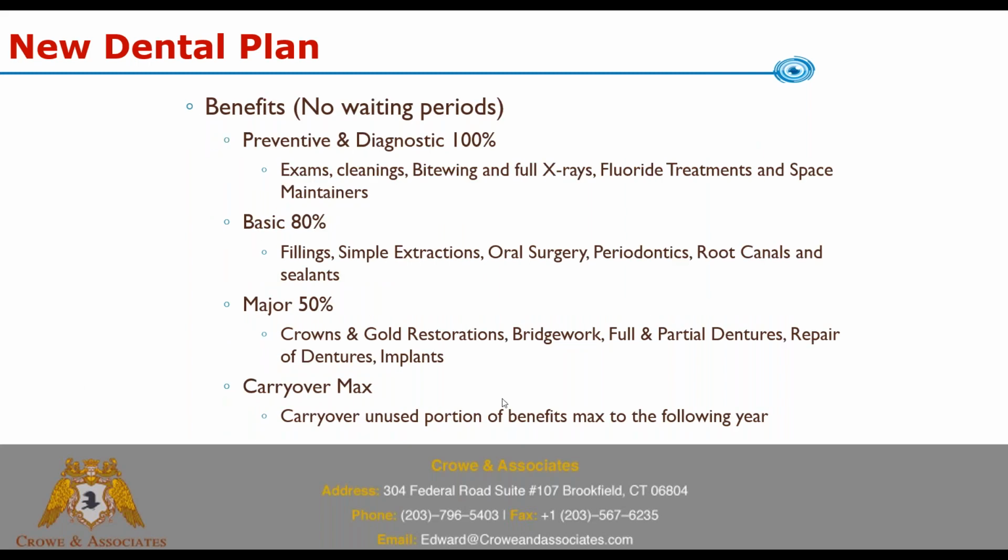So for this plan specifically, again, no waiting periods, preventive and diagnostics 100%, and I gave you examples there. That's the usual stuff on preventive, so I don't think I need to clarify that any further, but that's at 100%. Basic is at 80%. Basic is, again, pretty standard: fillings, extractions, oral surgery, periodontics, root canals, sealants, pretty normal stuff.